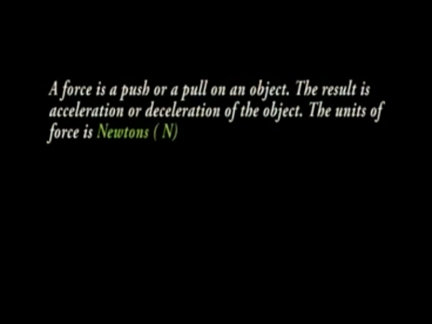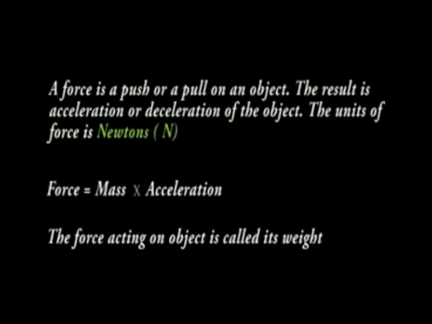Weight. Every object near the surface of the earth experiences a pull towards the center of the earth. This is shown as free-falling objects. It means a force is acting on the object. A force is a push or a pull on an object. The result is acceleration or deceleration of the object. The unit of force is newtons, abbreviated as capital N. Force is equal to mass times acceleration. The force acting on an object is called its weight.